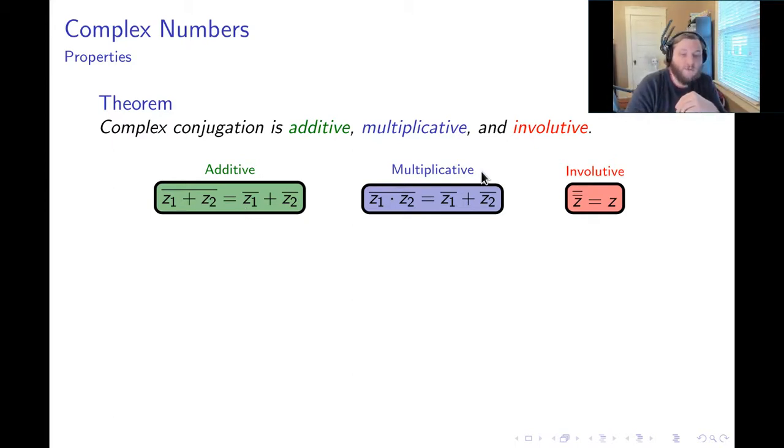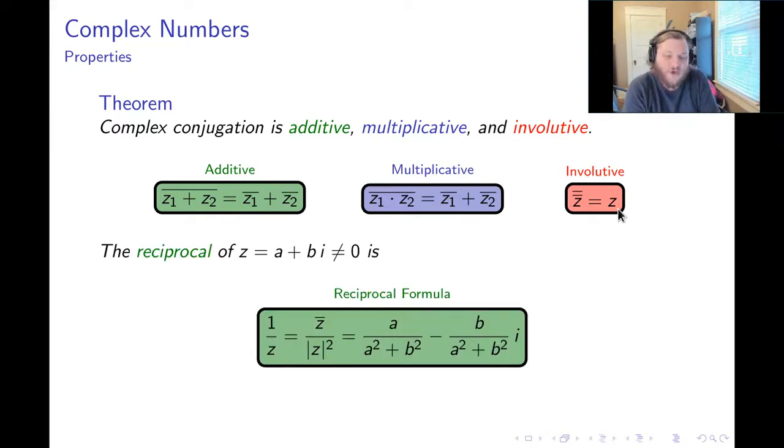Conjugation is also multiplicative. What this means is that if we multiply two complex numbers together and then conjugate, that is the same thing as multiplying the conjugates together. I have this written incorrectly here, I need to fix it. So the conjugation of the product is the product of the conjugations. And finally, conjugation is an involution. What this means is that if we conjugate a number twice, we get back the original number.